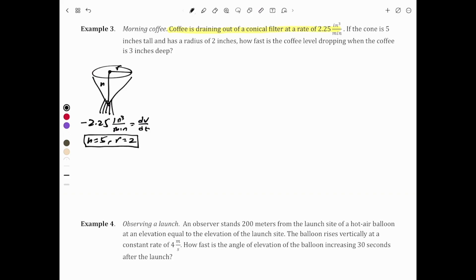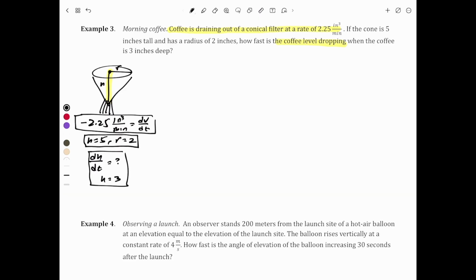How fast is the coffee level dropping? Now, what is that asking for? It's not how fast the coffee is coming out. It's how fast this level is changing, the height. So the problem wants to know dH/dt when the coffee is 3 inches deep. So the height is 3. These are my important numbers for the setup of the problem.